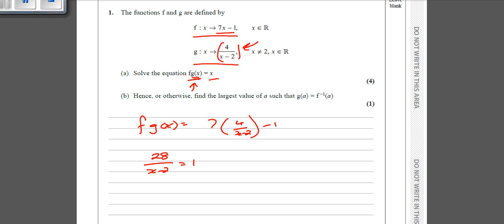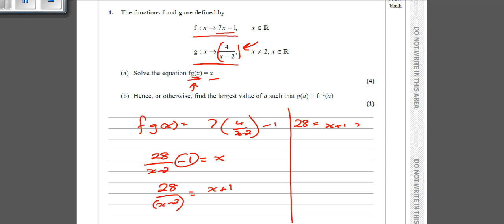And what we're saying is we're going to set that equal to x. So then we're going to rearrange and find the solution. We're going to add 1 to both sides. We've got 28 over x minus 2 equals x plus 1. Going to bring this up so that we've got 28 equals x plus 1 times x minus 2.